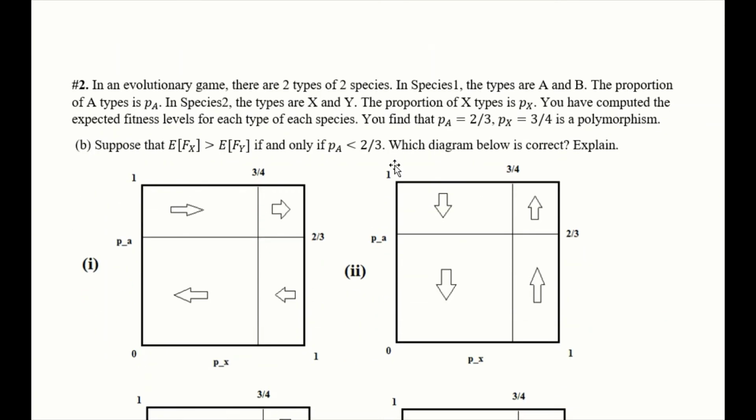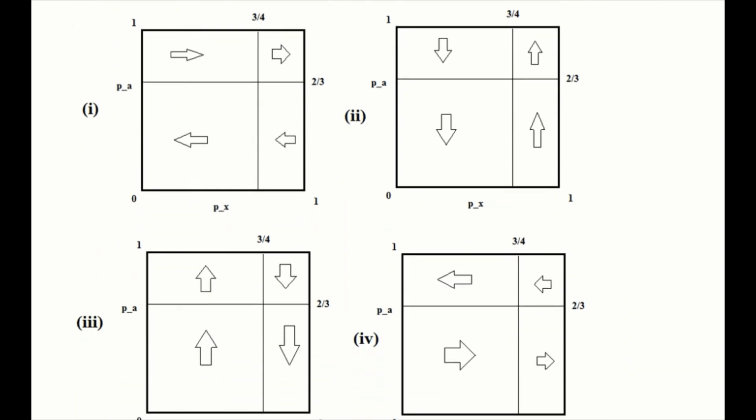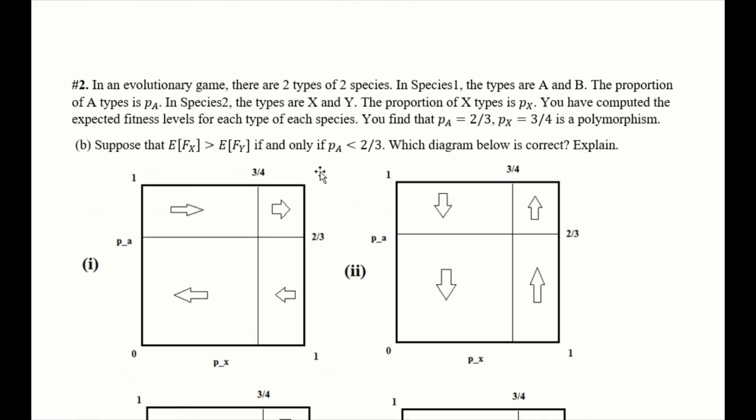Over here he said, when PA is low, PX rises. So that's right so far. To be thorough, let's check the top part as well. So this says when PA is high, when PA is getting close to 1, then PX should fall. Is that right? So this is true if and only if PA is low.